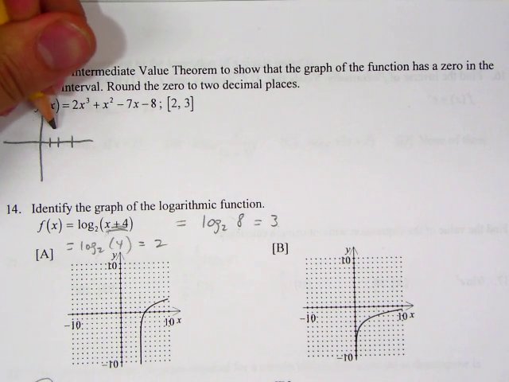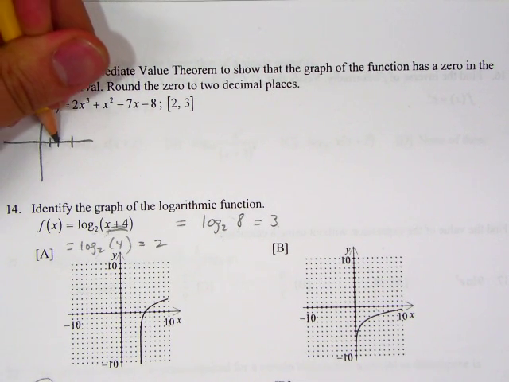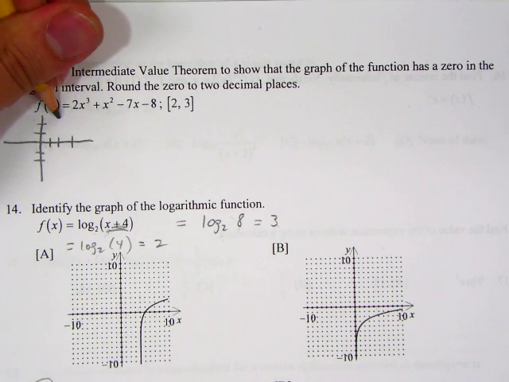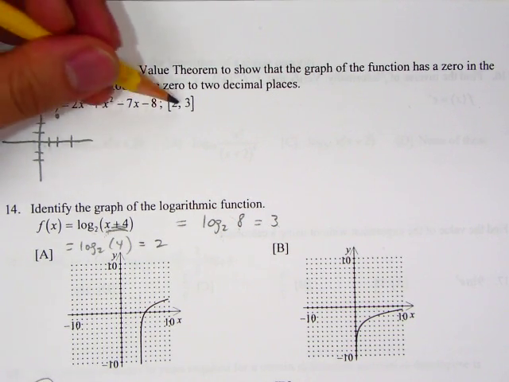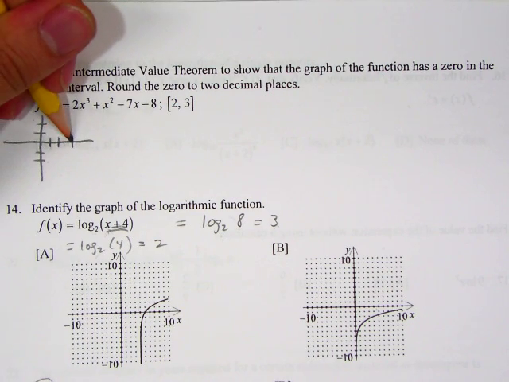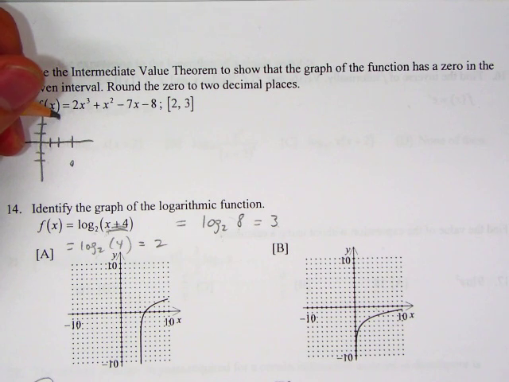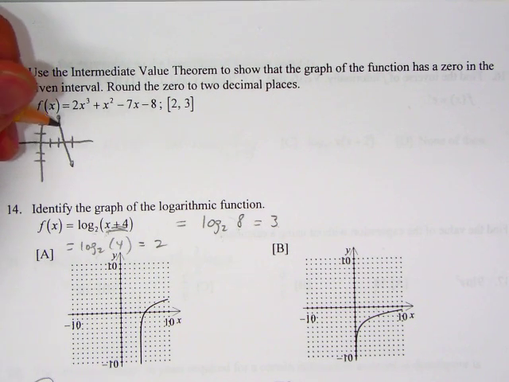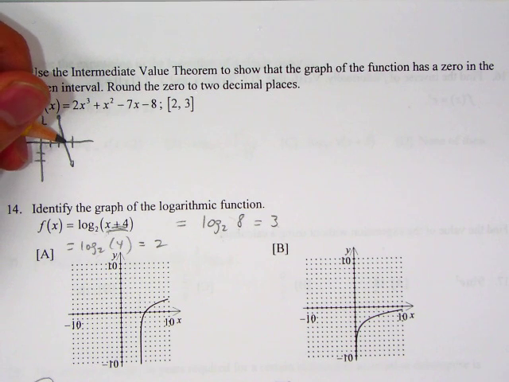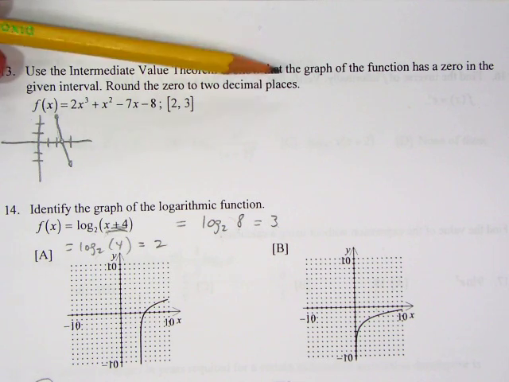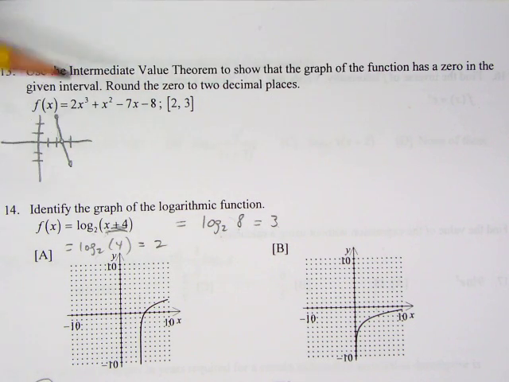and 3. So let's say when x is 2, then f of x, or y, is positive, and if x is 3, then the y is negative. The intermediate value theorem is telling us that somewhere along the way, at some x value, the y value is going to be 0. That's what it's trying to tell us right here. So the graph of the function has a 0 in the given interval.